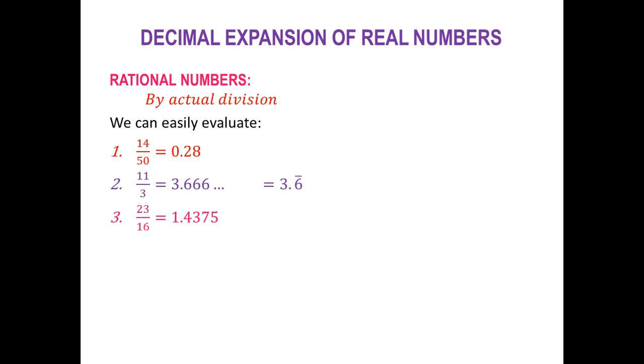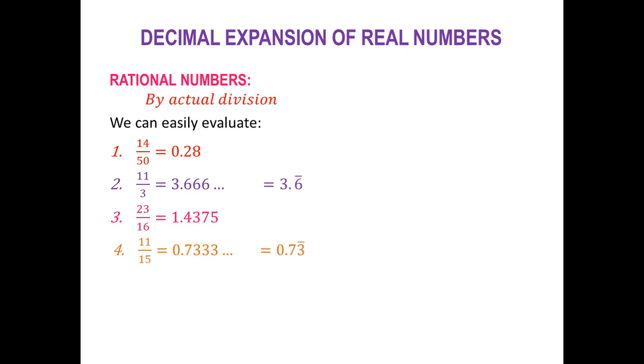Next example is 23 by 16. Its decimal expansion is terminating. Terminating means its remainder becomes equal to 0. It is 1.4375.